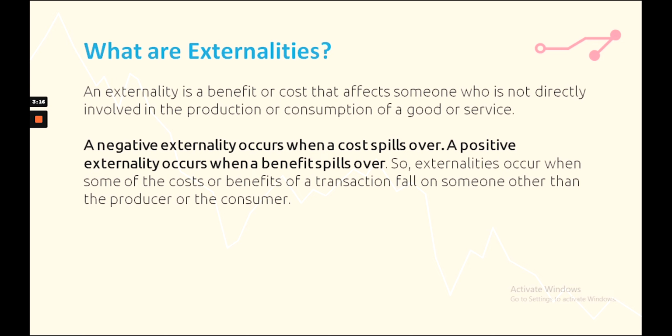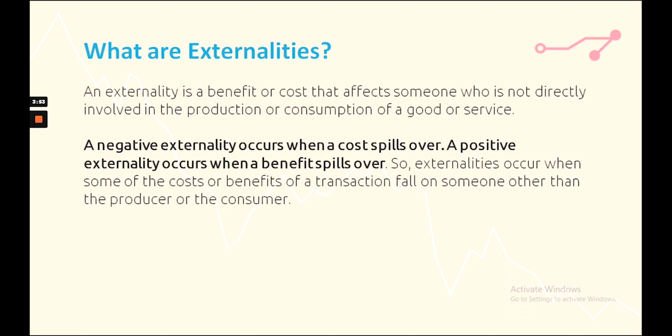Now, externality is a cost or benefit that is caused by a producer but is not financially incurred or received by that particular producer. An externality can thus be both positive or negative. When it is related to cost, it is said to be a negative externality. But when it is related to benefit, if the benefit spills over, that means the benefit is taken up by a third party, then it is said to be a positive externality.